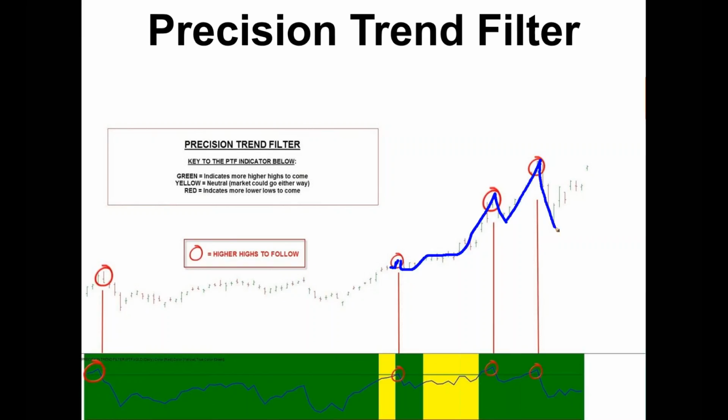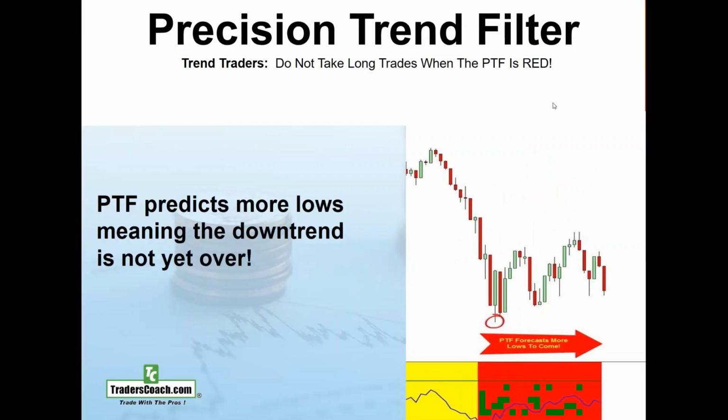Now we still have a green indicator, even though it pulled back. We still don't want to go short; we want to stay long because that indicator is indicating more highs to come. It's very valuable to know that information in your trading. Let's take a look at some more examples.